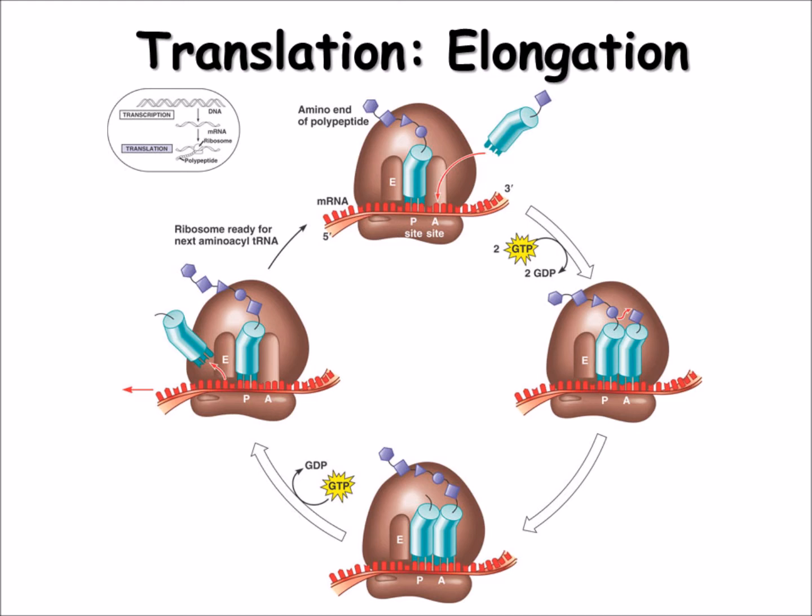Then there's the translocation. This is when the tRNA in the P site moves to the E site and exits the ribosome. This process is repeated over and over again.